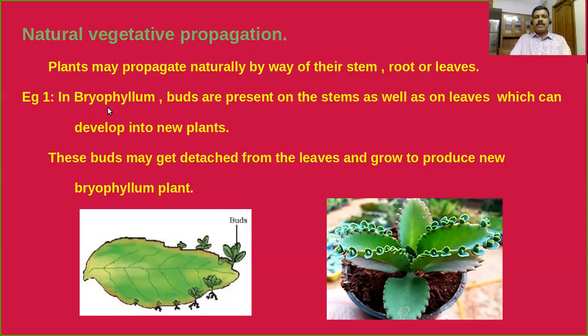First of all, in the case of Bryophyllum, the buds are present on the stems as well as on the leaves, which can develop into new plants. First of all, look at this diagrammatic representation. You can see that special types of buds are present along the margins of the leaf. This is the Bryophyllum plant. Please carefully observe this diagrammatic representation. You can see so many special buds throughout the margins of the leaves. These buds may get detached from the leaves and grow to produce a new Bryophyllum plant.